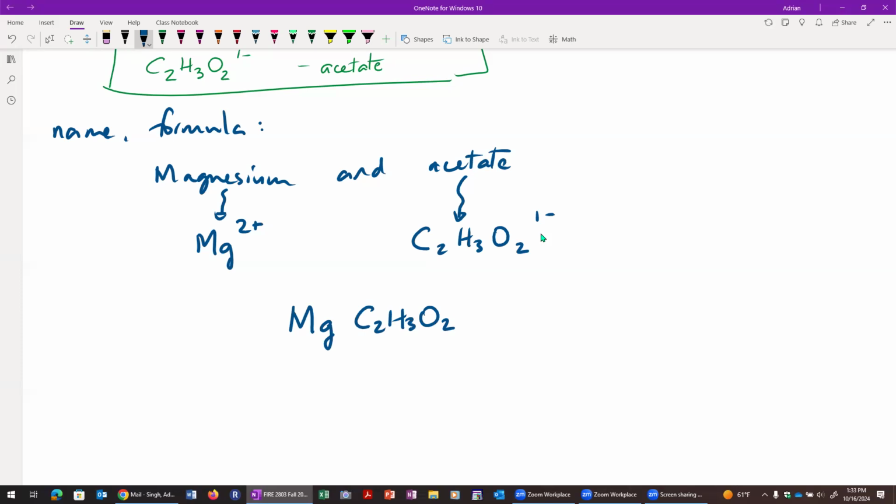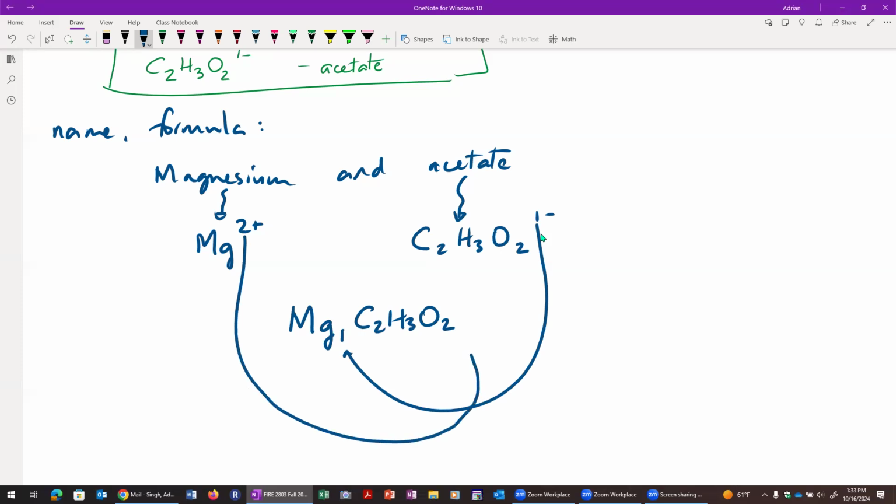So the 1 here becomes a subscript on the magnesium. And now, if we do the crisscross with the 2 here on the magnesium, where am I going to put it? Where does that 2 go? If I put it here, then it says C2H3O2 2, and that really doesn't make a whole lot of sense. What you're trying to represent here is the fact that you need 2 of the acetates, right? So how do we write that?